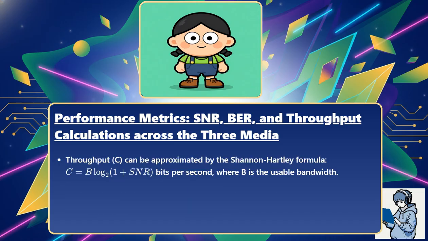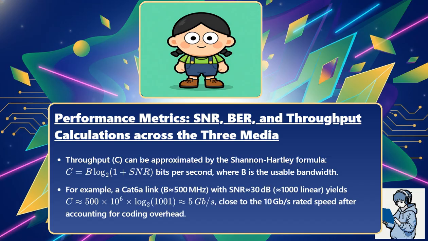Throughput, denoted C, can be approximated by the Shannon-Hartley formula. C equals B times log base 2 of 1 plus SNR, bits per second, where B is the usable bandwidth. For example, a Cat 6a link, where B is approximately 500 MHz, with SNR approximately 30 decibels, which is about 1,000 in linear terms, yields C approximately 500 times 10 to the 6 multiplied by log base 2 of 1001, approximately 5 gigabits per second, close to 10 gigabits per second rated speed after accounting for coding overhead.